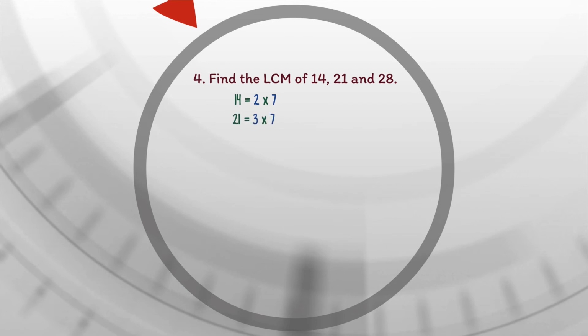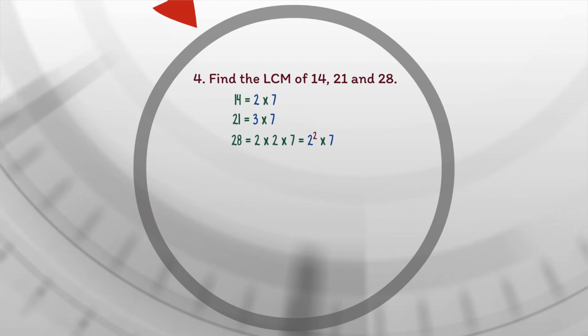Let's apply what we have learned and have another example. This time, we will find the LCM of three numbers, 14, 21, and 28. Let's use prime factorization in finding the LCM. The prime factorization of 14 is 2 times 7. 21's prime factorization is 3 times 7, and 28 is 2 times 2 times 7, which is also equal to the square of 2 times 7 when expressed in exponents.